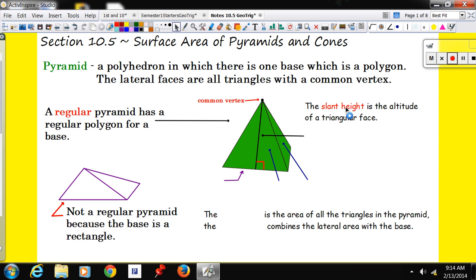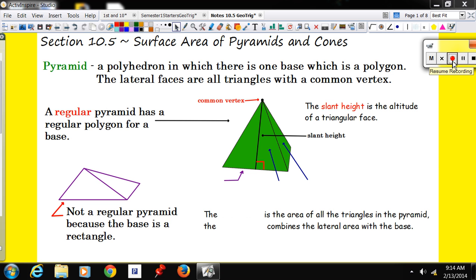The slant height is different than the regular height. Slant height is the altitude of a triangular face. So if you look at one of your triangles, the slant height would be the height of that triangle itself. That's what we call slant height. This line right there is your slant height. This line is your slant height right there.